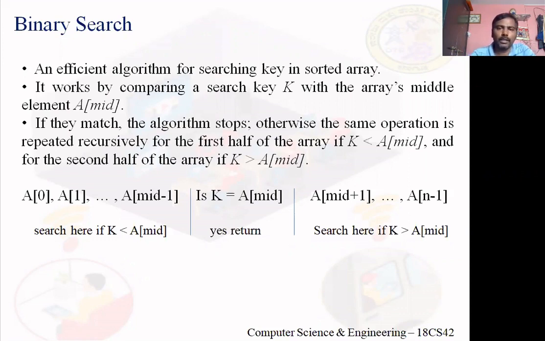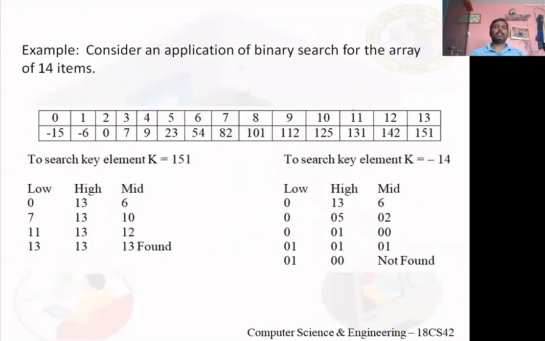Otherwise, the same operation is repeated recursively for the first half of the array. If the key is less than A of mid, I need to search the left subarray. If the key is greater than A of mid, I need to search the right subarray. Since key 151 is greater than A of mid, I am searching in the right subarray. In the right subarray, what is the index of the first element?